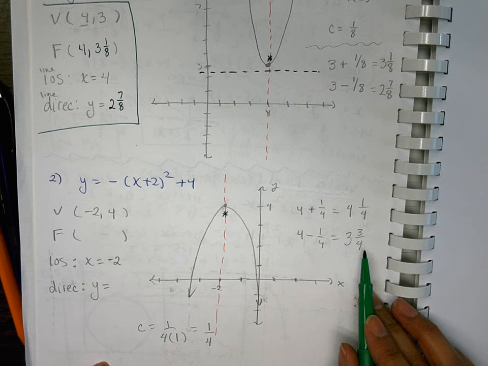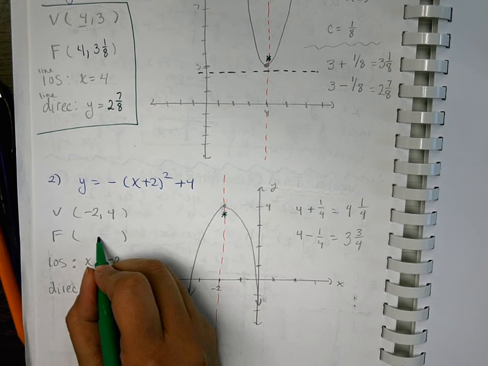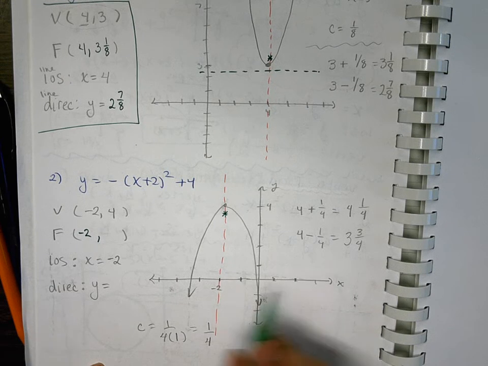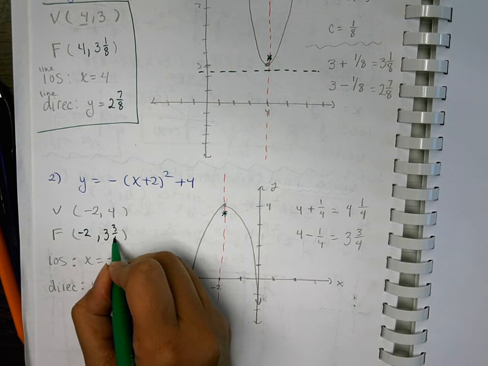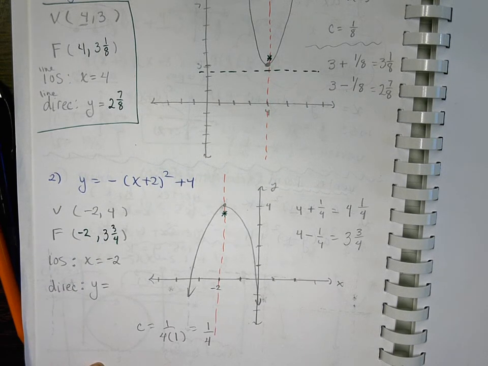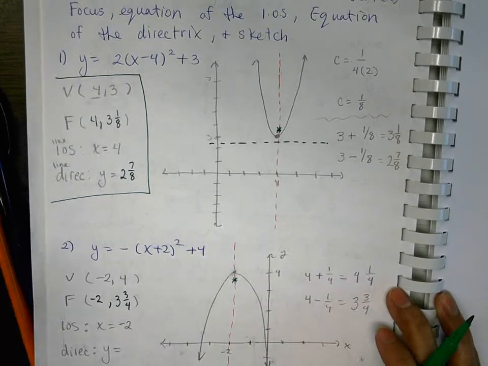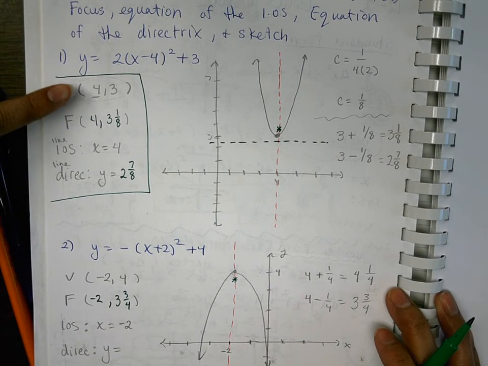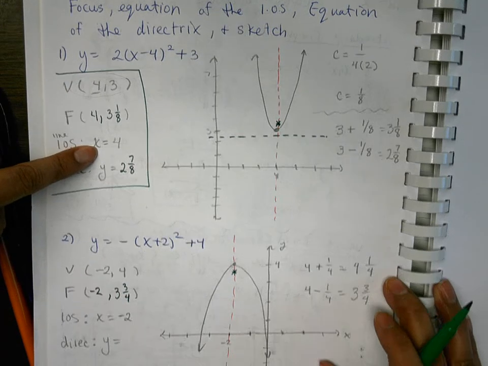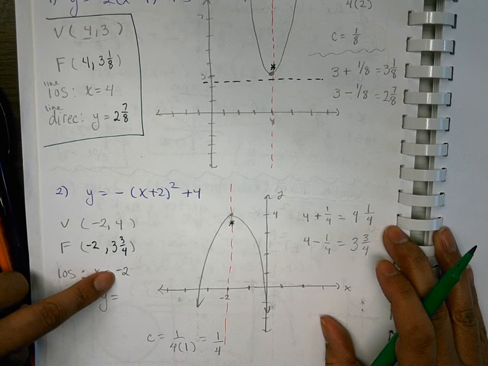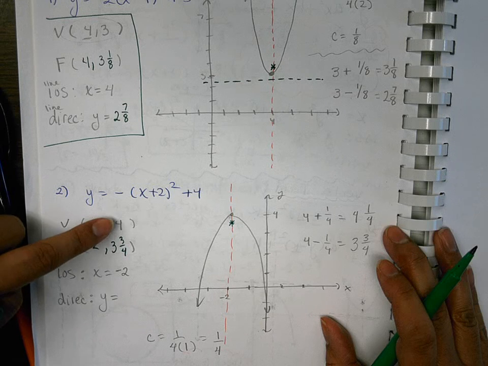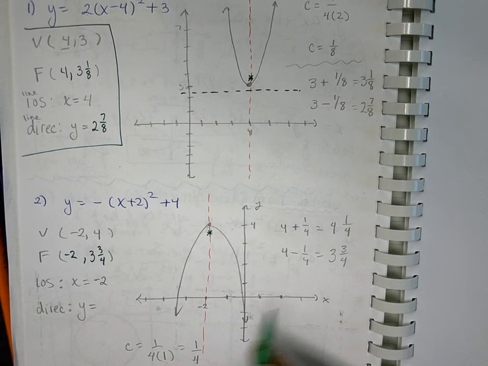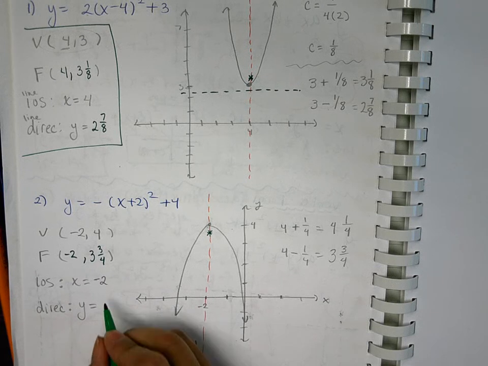3 and 3/4. So what do I put for the focus? If I go left 2, comma, 3 and 3/4. Is the x value changing? Will the x value ever change when your parabola is opening up or down? No, look, 4, 4, even your LOS is 4. -2, -2, -2. What is changing? The y all the way through. Do you see that? What is the y value in this case? Y, or for the directrix? Y equals 4 and 1/4.